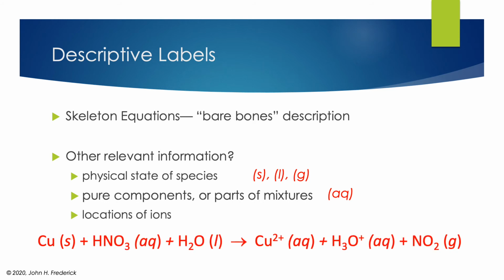So now if I take that same equation and fill in some of that missing information, we can see that this really involves a solid piece of copper reacting with nitric acid that's in an aqueous solution. Liquid water is also part of that. It generates a copper ion that's in aqueous solution. It generates a hydronium ion, the H3O+, that's in aqueous solution. And it generates a gas, NO2.